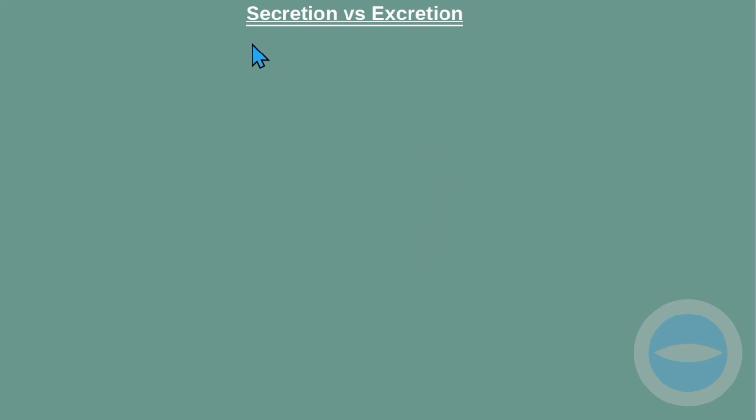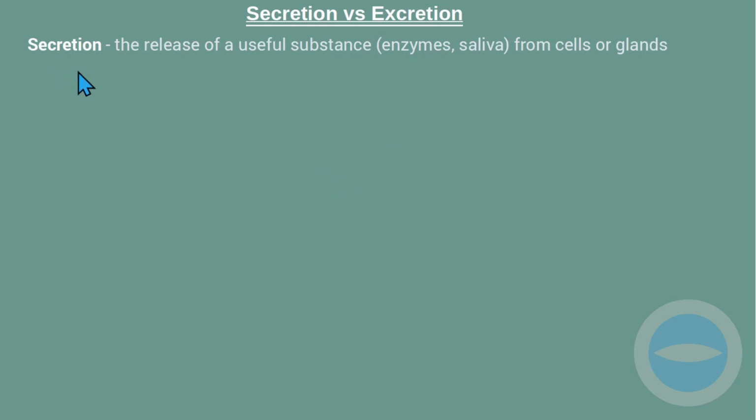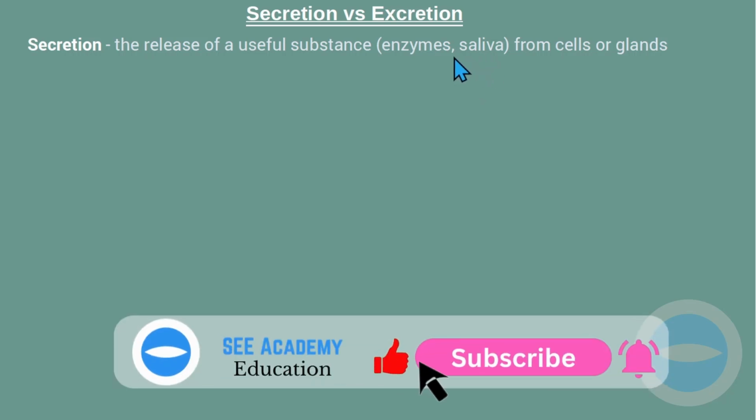First, let's see the difference between secretion and excretion. Let's start with secretion. Secretion is the release of useful substances like enzymes and saliva from the cell or from a gland. When we talk about secretion, we talk about a substance that is useful for our body. It is released to do some functions, like hormones and enzymes. The example here is the salivary gland. We know that the salivary gland releases saliva. That saliva is used to break down carbohydrates in the food. So this is what we call secretion.